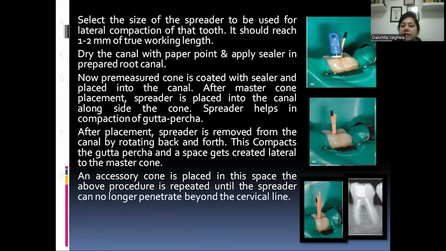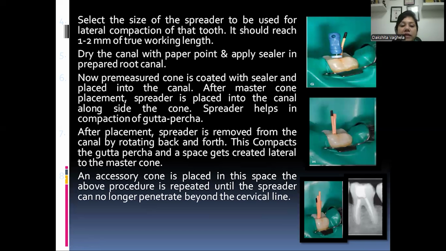Dry the canal and apply sealer. Now, the pre-measured cone is coated with sealer and placed in the canal. After master cone placement, the spreader is placed in the canal alongside the cone. Just see, it is placed just alongside the cone. The master cone has been placed with the sealer. Now you are placing the spreader just laterally to the main cone. This spreader will create space for your next accessory cones to come.